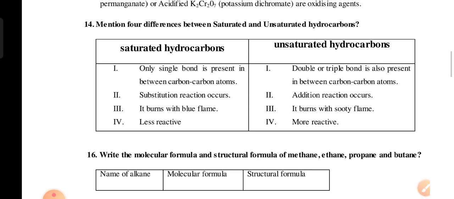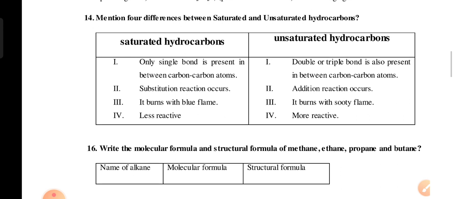Mention 4 differences between saturated and unsaturated hydrocarbons. Only single bonds are present between carbon-carbon atoms in saturated hydrocarbons, and in unsaturated hydrocarbons a double or triple bond is also present between carbon atoms. In saturated hydrocarbons, substitution reaction occurs. In unsaturated hydrocarbons, addition reaction occurs. Saturated hydrocarbons burn with a blue flame. Unsaturated hydrocarbons burn with a sooty flame. Saturated hydrocarbons are less reactive, unsaturated hydrocarbons are more reactive.